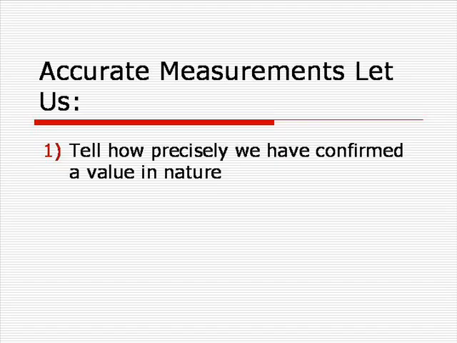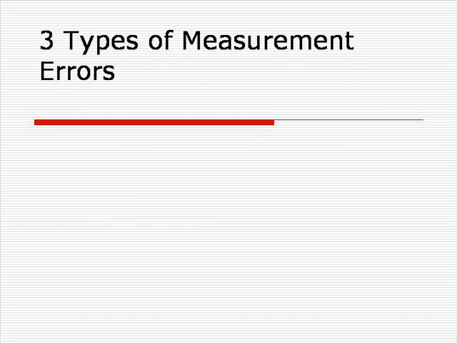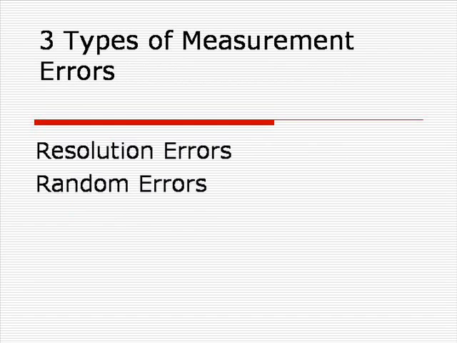In the same way, accuracy is important in science, since it tells a scientist how precisely they have confirmed a value in nature or verified a quantity predicted from theory. There are different types of errors in a measurement: resolution error, random error, and systematic error.